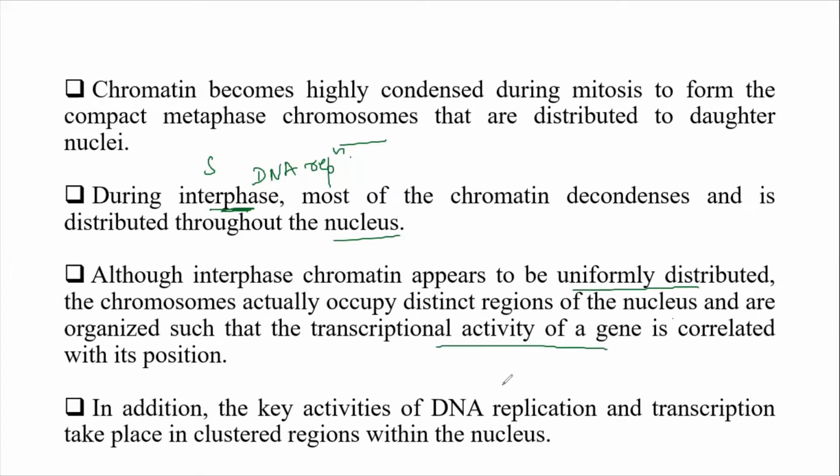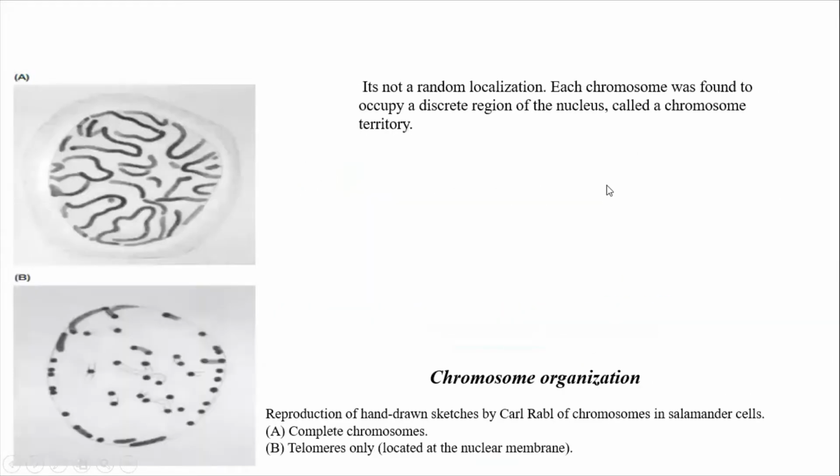In addition, the key activities of DNA replication and transcription take place in clustered regions within the nucleus, and these clustered regions are known as factories. We'll come to that. Now, chromosome territories. What does it mean? In simple meaning, each chromosome has its own territory, so it's not a random localization. Each chromosome was found to occupy a discrete region of the nucleus called the chromosome territory.